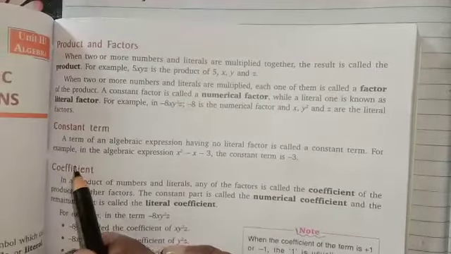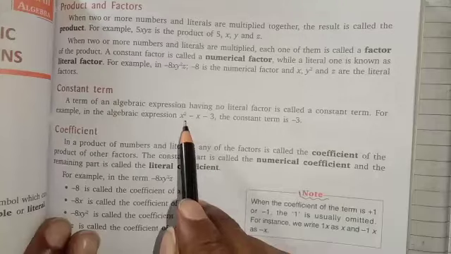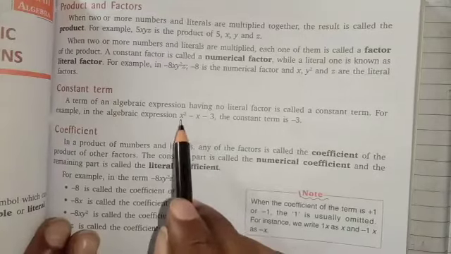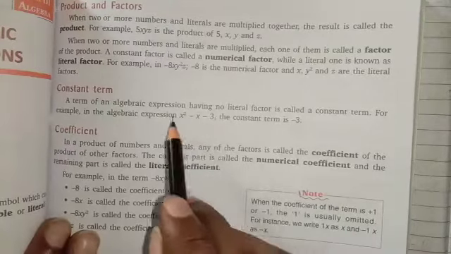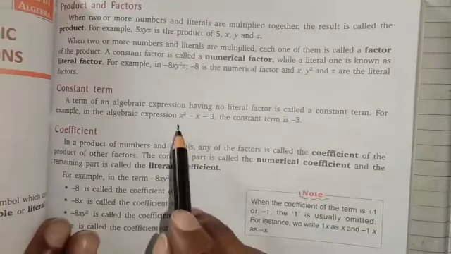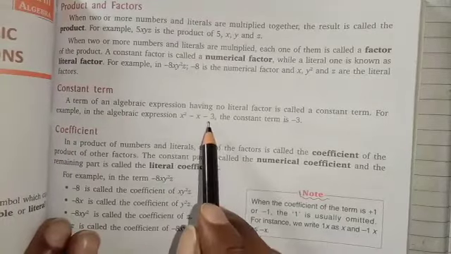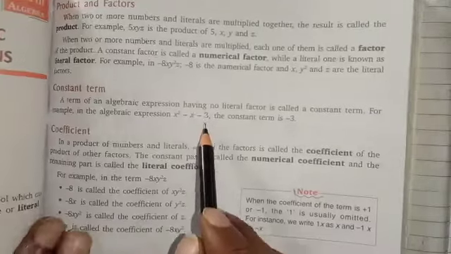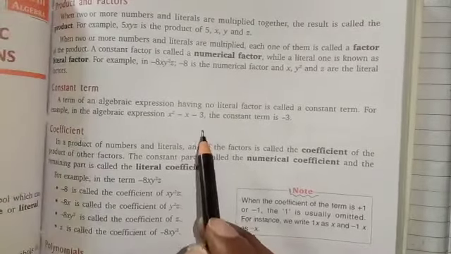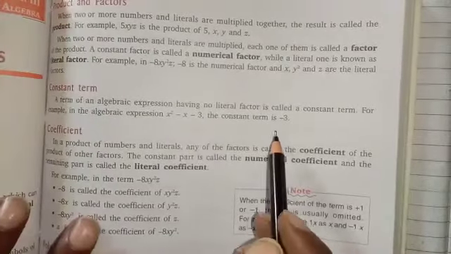And constant, I have already discussed. Suppose it is a polynomial. How many terms are there? x square, x and minus 3, there are three terms. It is a trinomial. Here minus 3 is called the constant term.